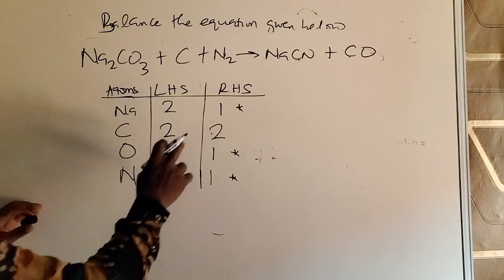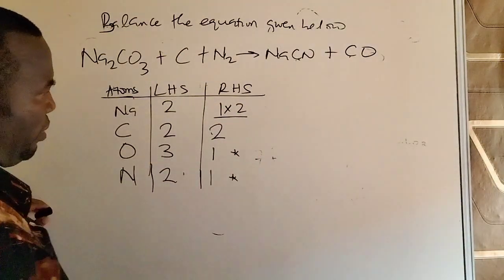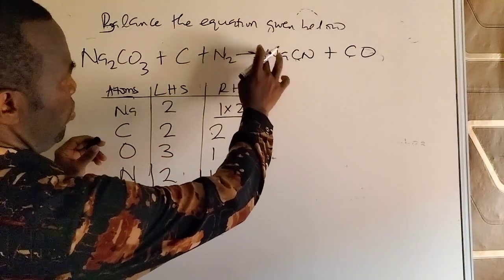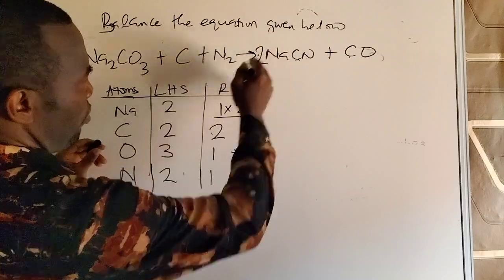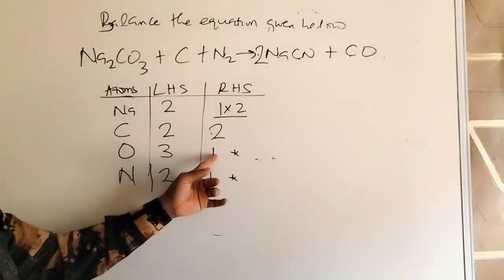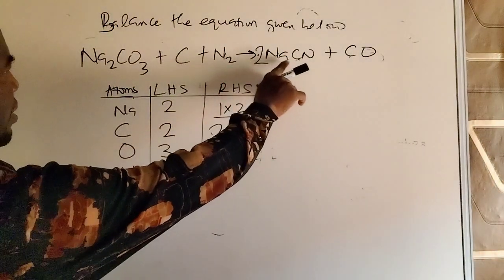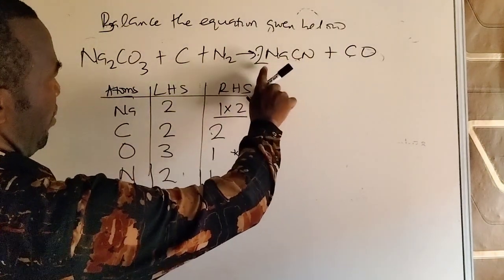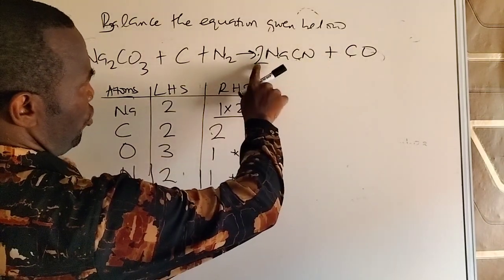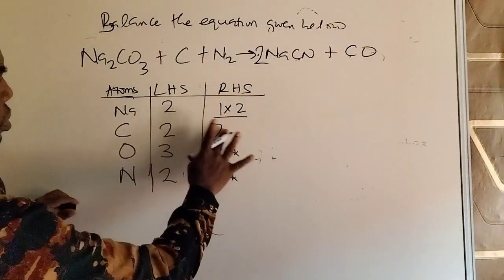To move this to 2, we multiply the 1 by 2. Go to the right hand side and put 2 in front of sodium. Before we carry on, we have to change the table, because this 2 affects carbon and also nitrogen. So carbon now becomes 2 times 1, 2, plus 1, 3. I repeat, 2 times 1, 2, plus 1, 3. So carbon turns to 3.